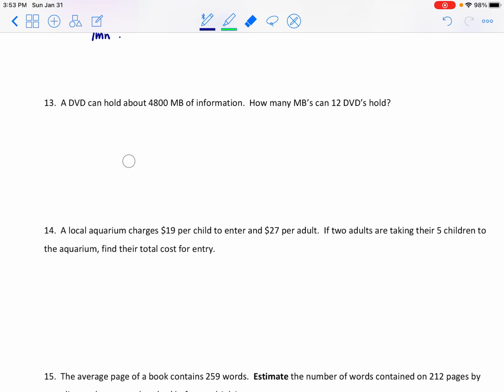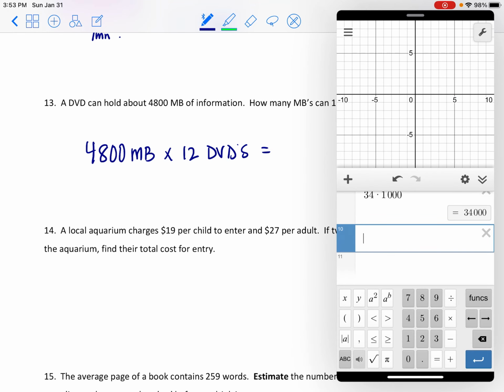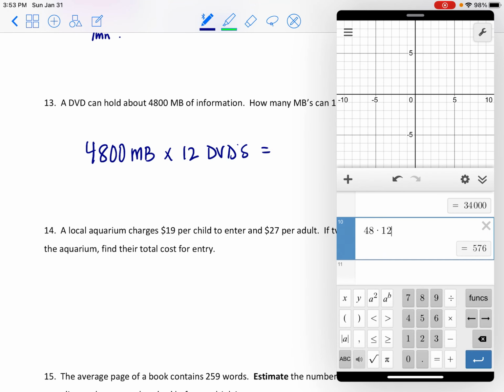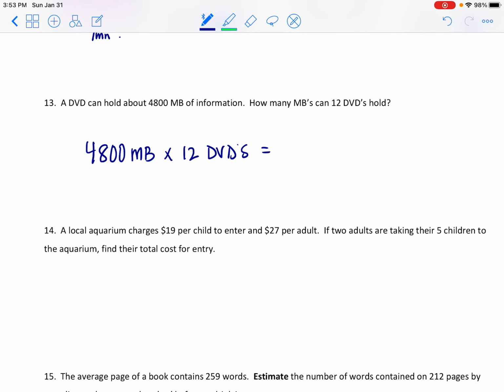So 4,800 megabytes multiplied by 12 DVDs is, let's just use the calculator, 48 times 1200, 57,600 total megabytes. Okay, now I'm putting units in here. It's appropriate to do that when you're dealing with some kind of a contextual situation. But again, when you're in Canvas, you're not going to have to put any units in. If you start to type in something other than a number, it's going to give you a little error. So if we were in Canvas, all you'd be typing in is that 57,600.